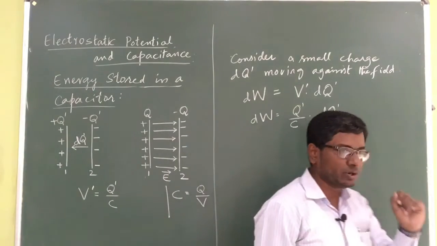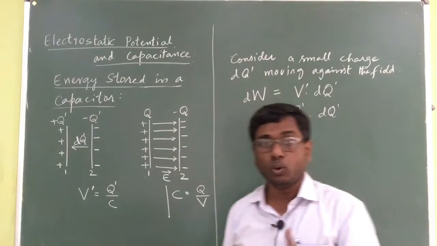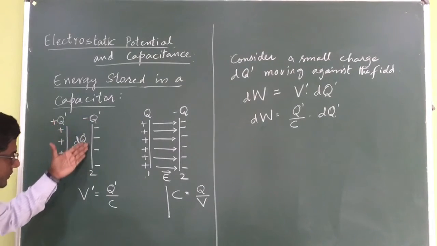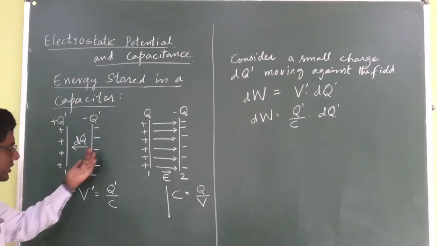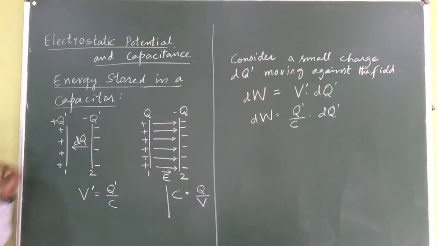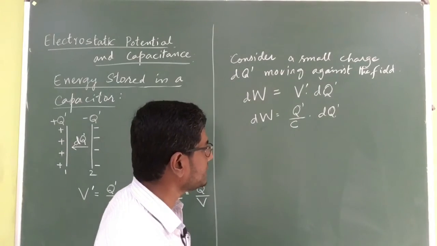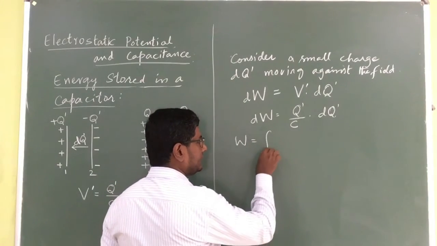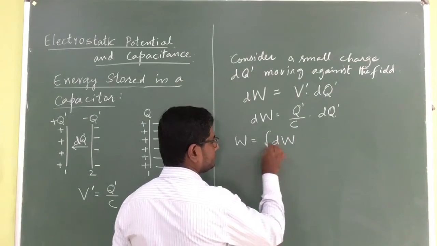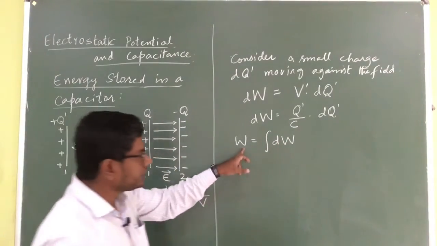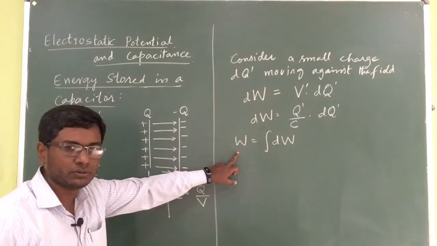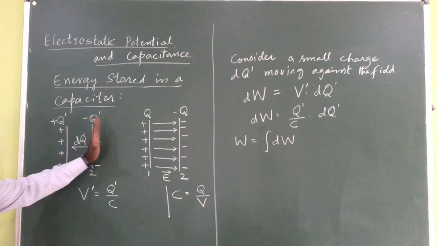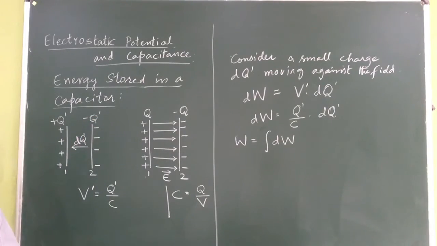Now if I want the complete work, what will it be? All the positive charges present on the negative plate should be taken and given to the positive plate. So we are going to do the complete work. What will W be? W will be the integration of dW. Integration of dW gives us W, the complete work done when we move the whole charges from the negative plate towards the positive plate.